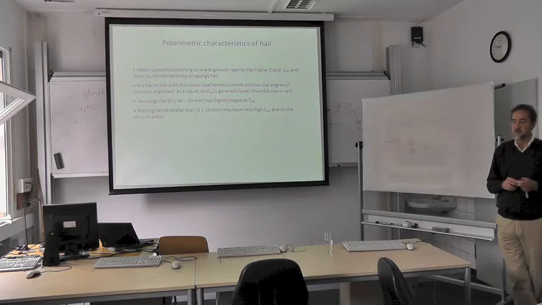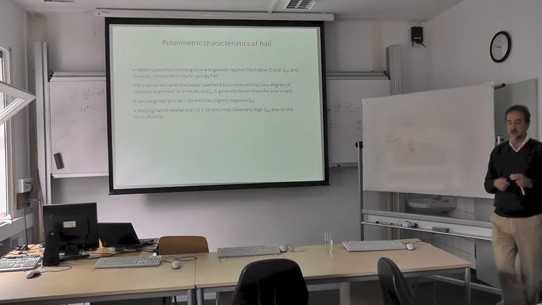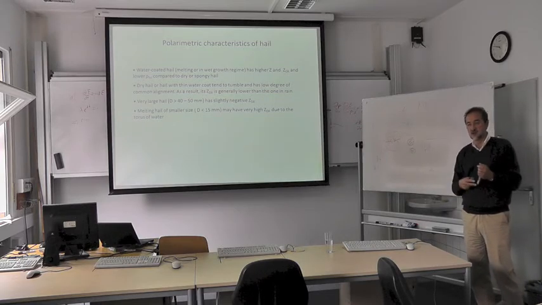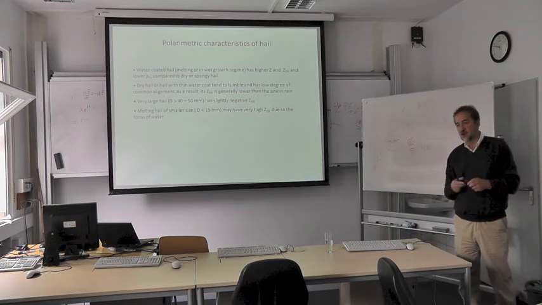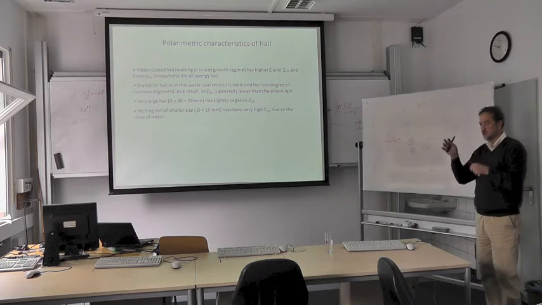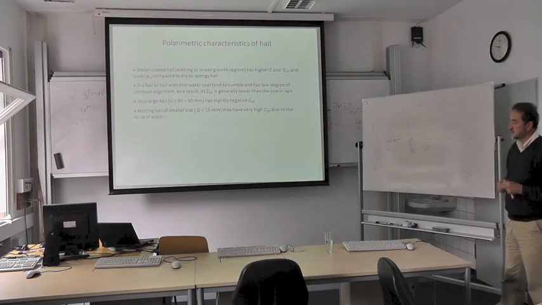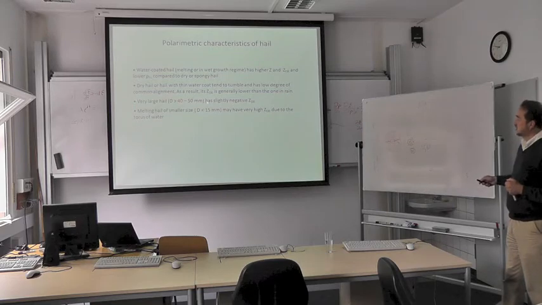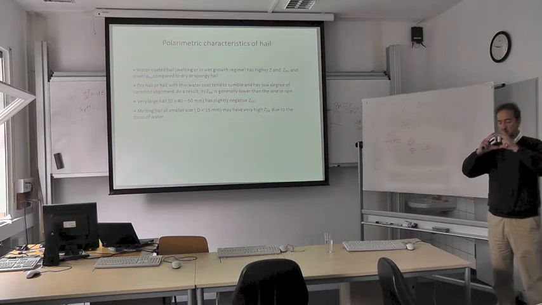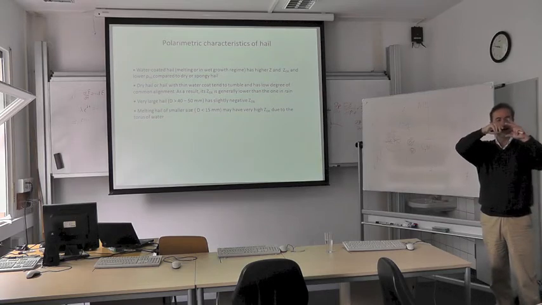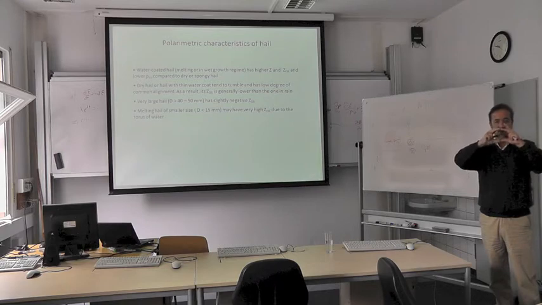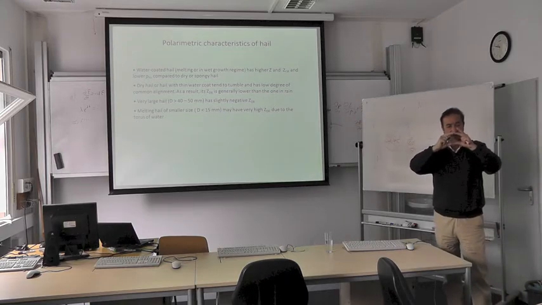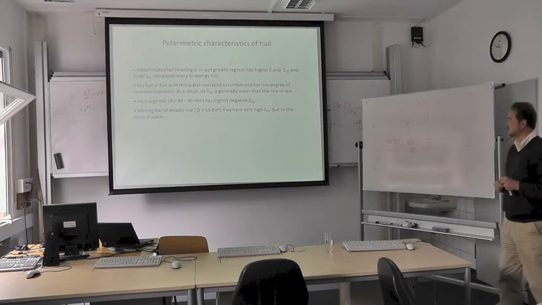So the methods for hail detection and determination of its size which were developed at S-band cannot be automatically and mechanically transferred to C-band because of some scattering effects. We can talk about that if needed, but I don't have enough time to dwell on that. Very large dry hail may have slightly negative differential reflectivity. It can be oblate, with horizontal dimension larger than vertical dimension, and this is the result of resonance scattering for very large size particles.